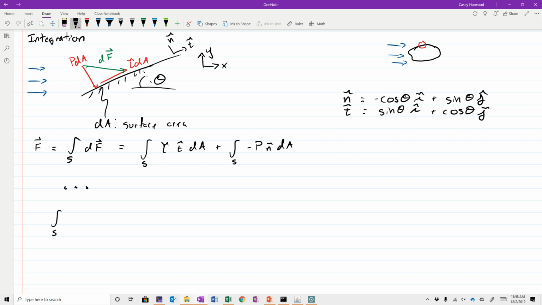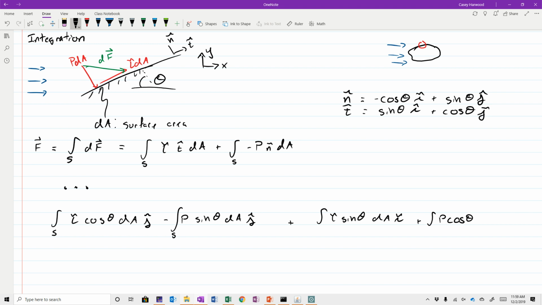the surface integral of tau cosine theta dA times j, minus the surface integral of p sine theta dA times j, plus the surface integral of tau sine theta dA times i, plus the surface integral of p cosine theta dA times i.